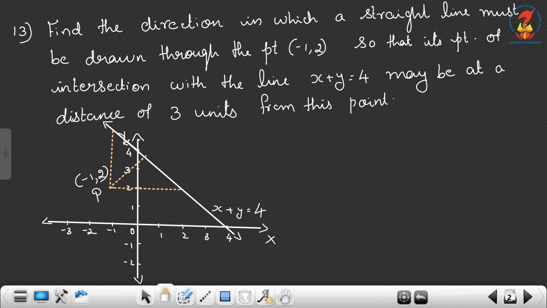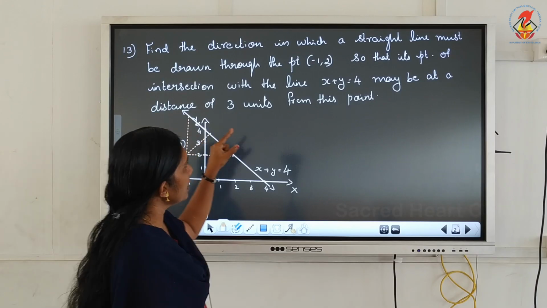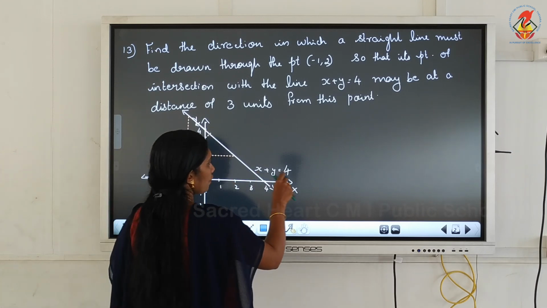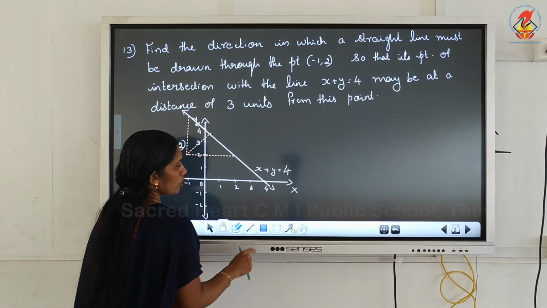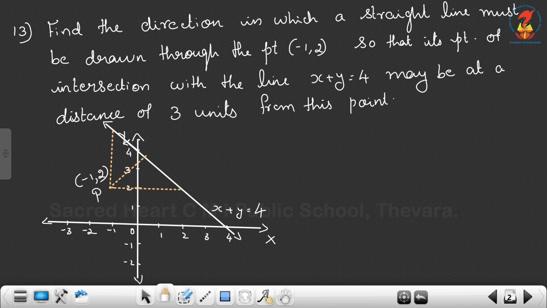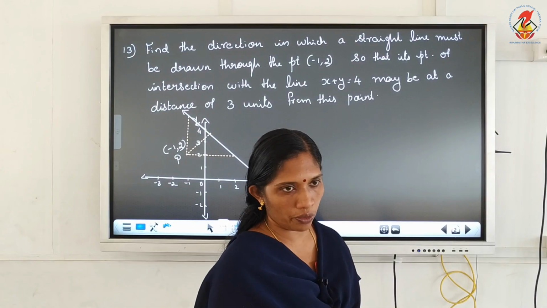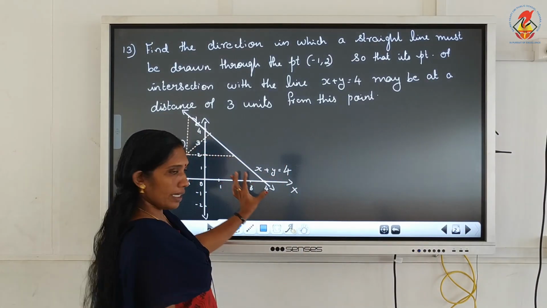From this point, in which direction must a straight line be drawn so that the point of intersection with the line x + y = 4 is at the given distance? When x is 0, y is 4, that is the point (0, 4). And when y is 0, x is 4. That is, x + y = 4 passes through the points (4, 0) and (0, 4). That's why the line is like this.